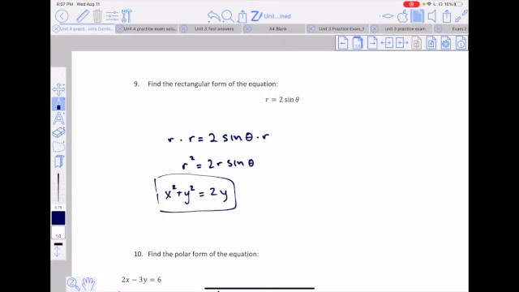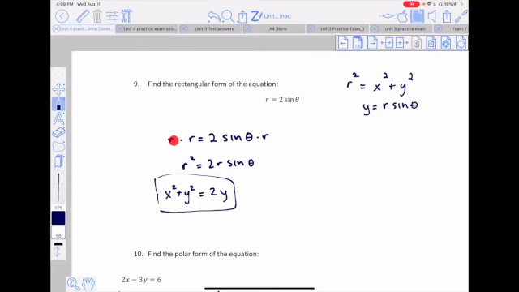Right, question 9. We need to find the rectangular form of this equation. This is in polar form. So what I'm going to do is use this equation and also that equation. So what I need here is r squared, and then here I need another r so I can write r times sine theta.